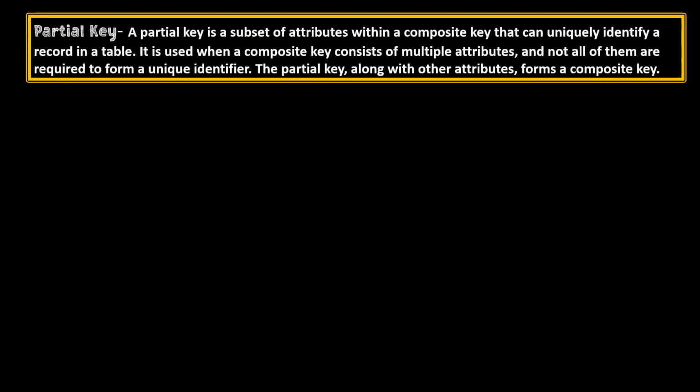Partial key. A partial key is a subset of attributes within a composite key that can uniquely identify a record in a table. It is used when a composite key consists of multiple attributes, and not all of them are required to form a unique identifier. The partial key, along with other attributes, forms a composite key.